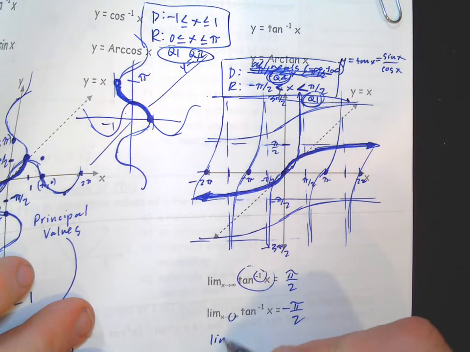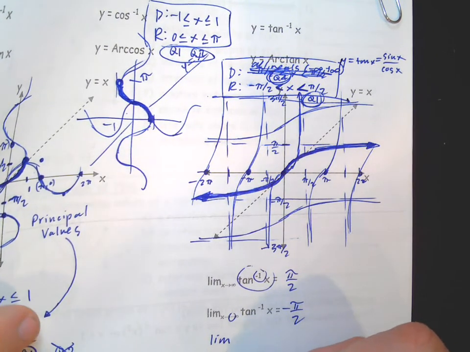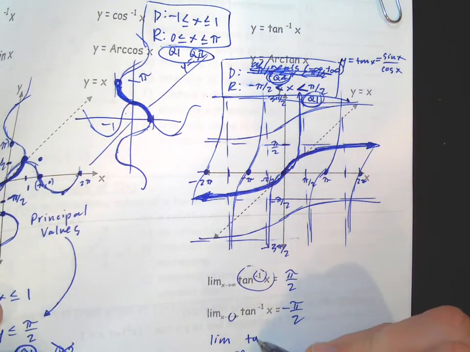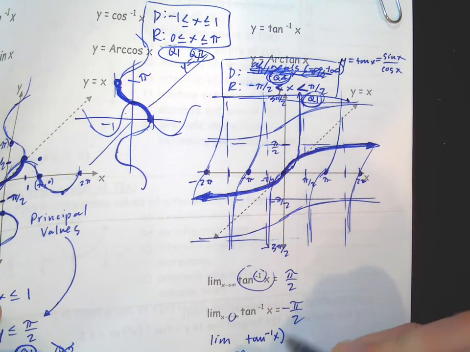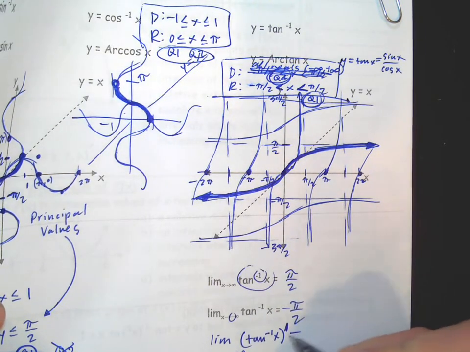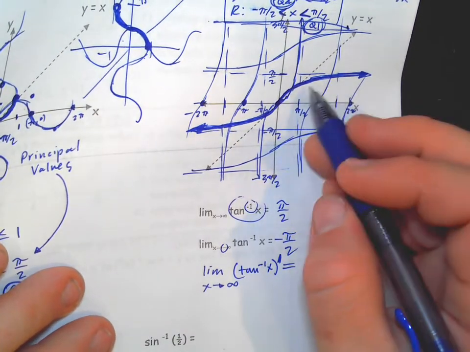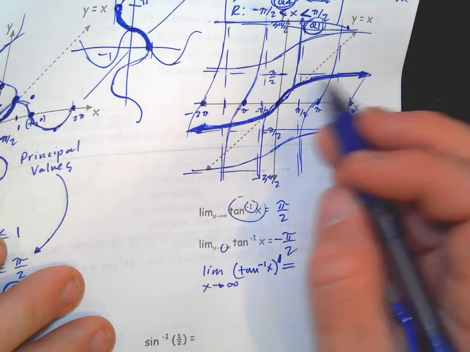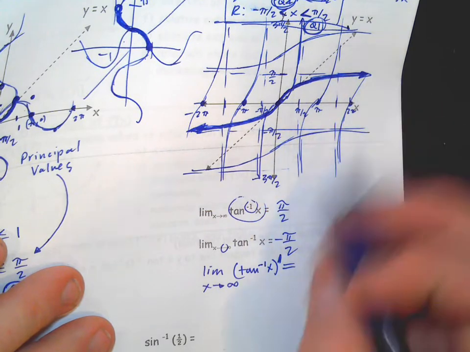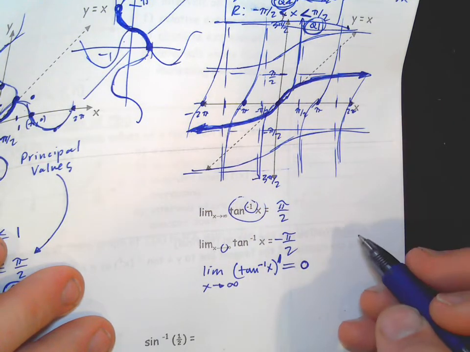Here's another one. How about the limit as x goes to infinity of the derivative of inverse tangent? Think about what the slopes are doing as you go to infinity. Well, if it's going towards a horizontal asymptote, that means the line is getting flatter, flatter, flatter. The slopes are going to 0, right?